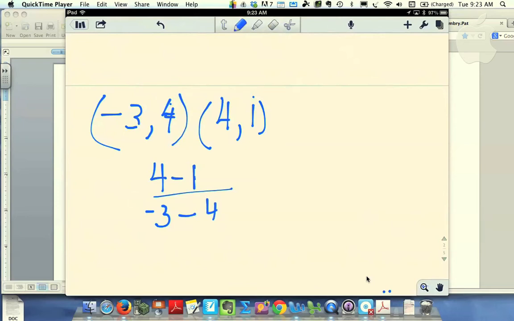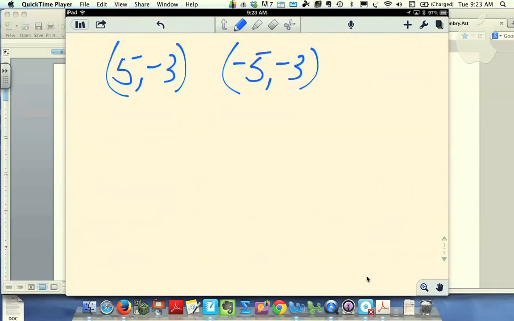I'll change them to add the opposites. 4 and a -1 is 3. -3 and -4 is -7. So the slope is 3 over -7, which is -3/7, which I know can be written in any of these ways.